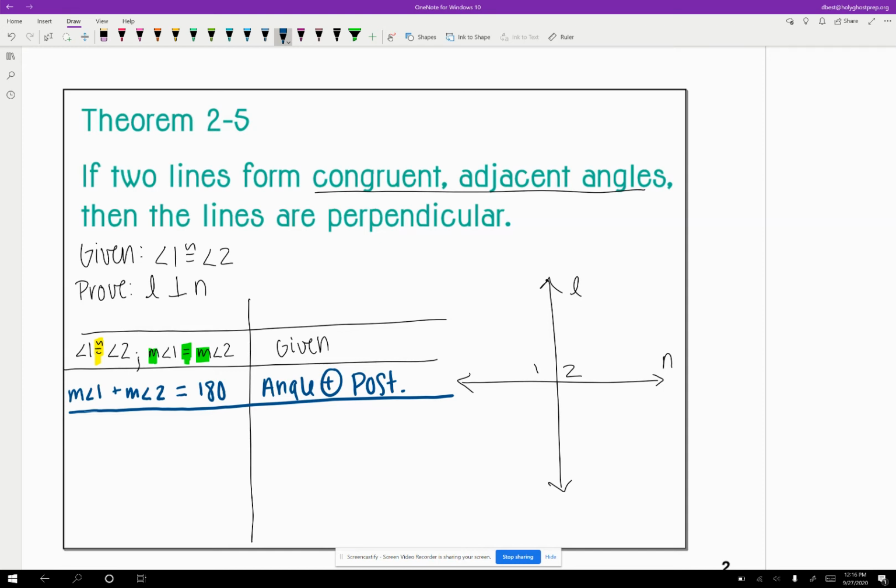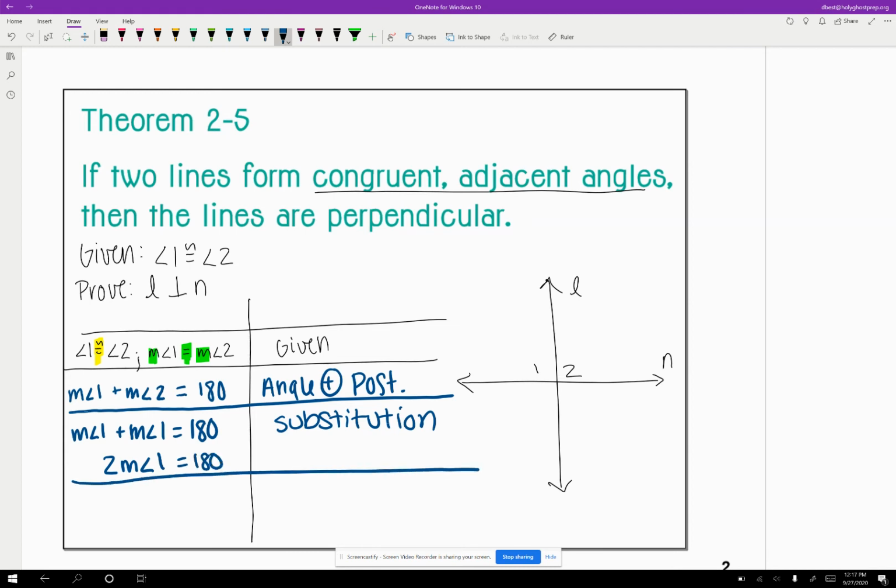And now I'm ready to substitute. So there's my justification, substitution. I'm going to switch out either angle 1 or angle 2, and I'm going to say the measure of angle 1 plus another angle 1 equals 180. And I'm actually going to simplify this on this step. And remember, simplifying does not require a different justification. Now I'm ready to say that the measure of angle 1 equals 90 because I divided.